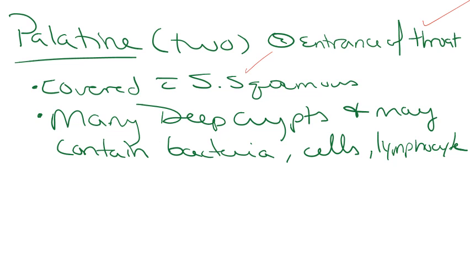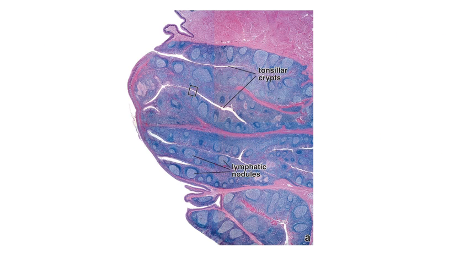So many deep crypts, and they may contain bacteria, cells, and lymphocytes, which is exactly what we need to have to combat our other antigens. Why would we have bacteria in our tonsils? Well, we do have normal flora bacteria that assist us in killing other pathogenic bacteria that may be introduced in our body. And then we have our patches right here for our mucosal associated lymphatic tissue, and this is where we're going to have our bacteria, our lymphocytes, and our macrophages ready to encounter antigens.